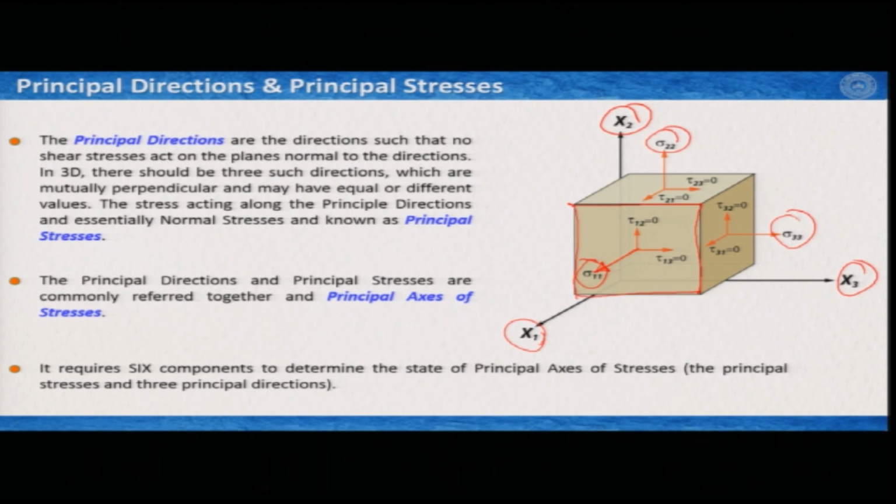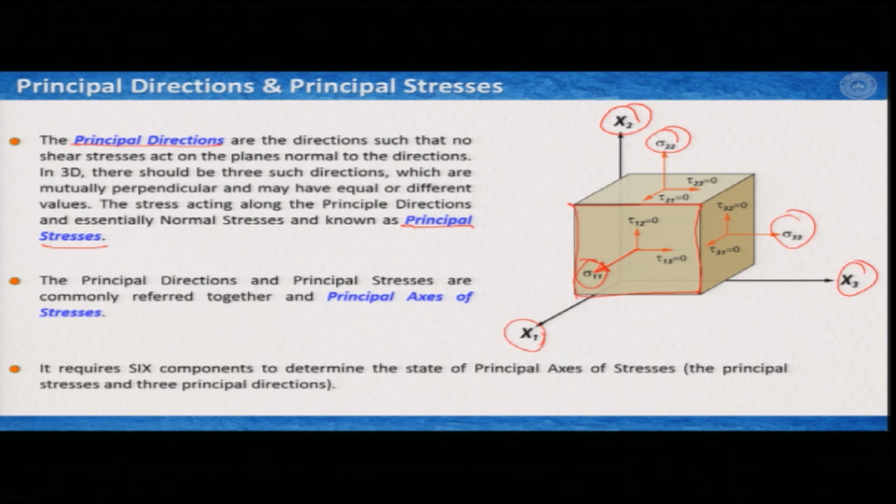We will learn what would be the meaning if they are equal and what is the meaning if they are different. So stress acting along the principal directions, that means their magnitude along the principal directions, which are essentially the normal stress components, are known as principal stresses. So we learn principal stresses, which are the magnitudes, and principal directions, which are the directions along which the principal stresses do act. Altogether, principal stresses and principal directions are known as principal axis of stresses.